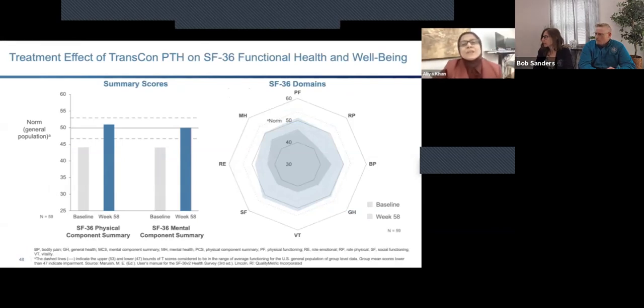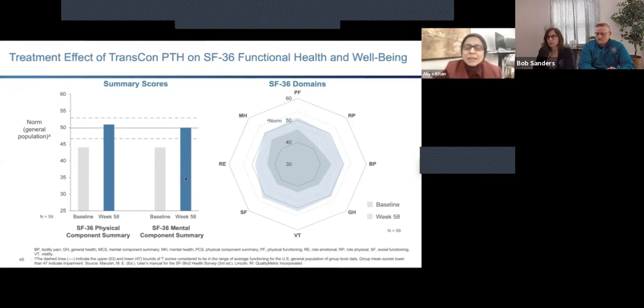What about the effect on quality of life? Well, we can see over here, their quality of life scale, SF36, there's a physical component, and this is where the normal population is. And at baseline, people with hypoparathyroidism have poor quality of life. And we can see that their scores were less than the normal patient population. But with therapy at week 58, the quality of life improved and they reached the normal population. That was in terms of the physical component.